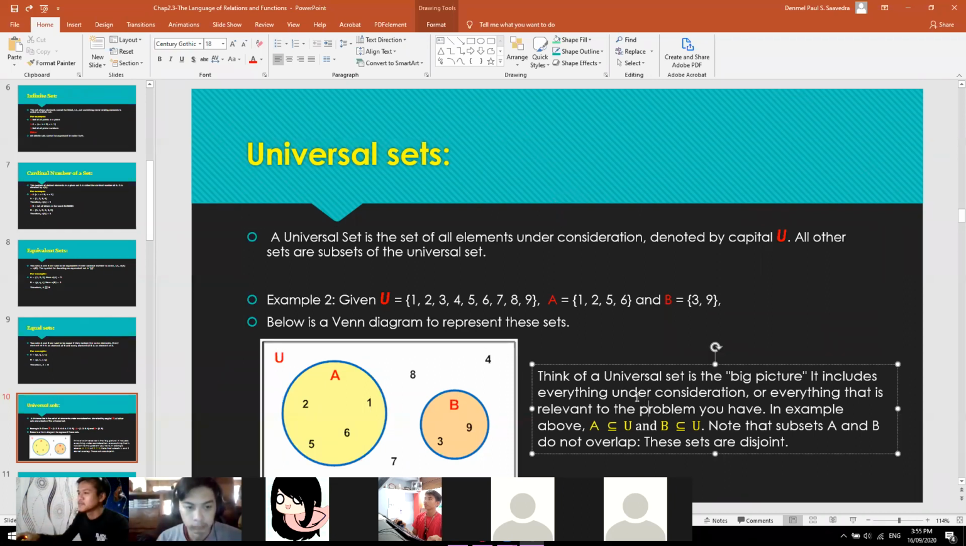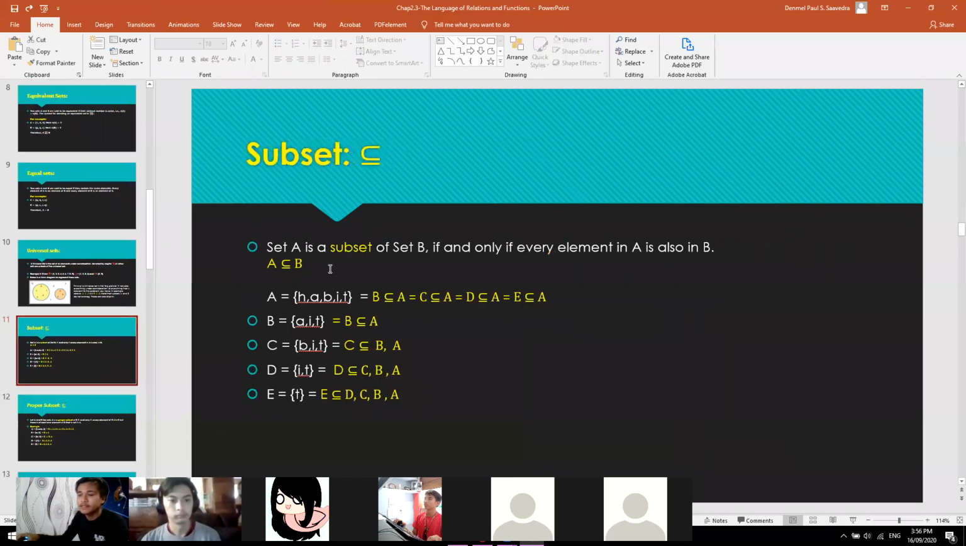Okay? So think of a universal set as the big picture or the universe. It includes everything under consideration or everything that is relevant to the problem you have. So in the example above, we have A is a subset of U and then B is a subset of U. Okay. So note that subsets A and B do not overlap. So these sets are disjoint. So as you can see here, dapat maghiwalay sila. Hindi sila nag-overlap. Okay. So next one is subset.